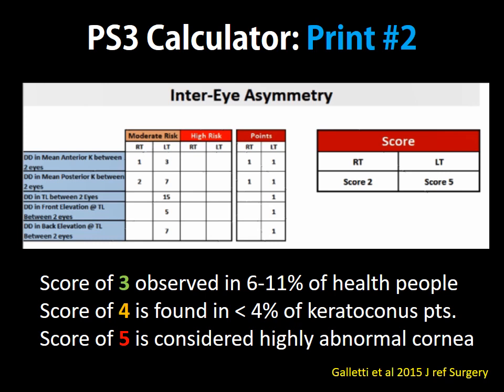As you can see here, the right eye of this patient has moderate risk values in rows number 1 and number 2, and the left eye has 5 moderate risk values. Both eyes don't have any high risk value. So according to this, the right eye has 2 points and the left eye has 5 points. So we'll give the right eye a score of 2 and the left eye a score of 4.